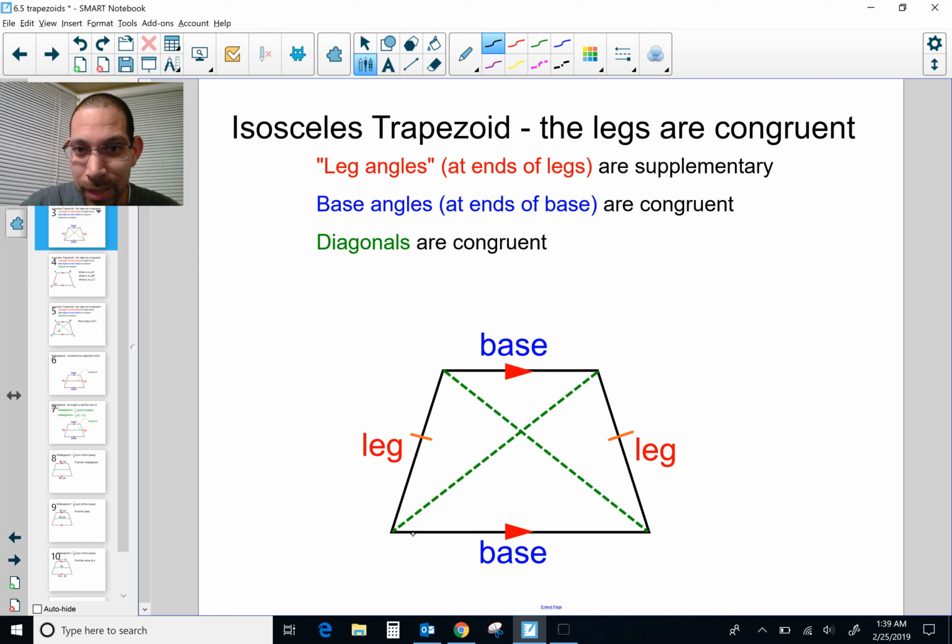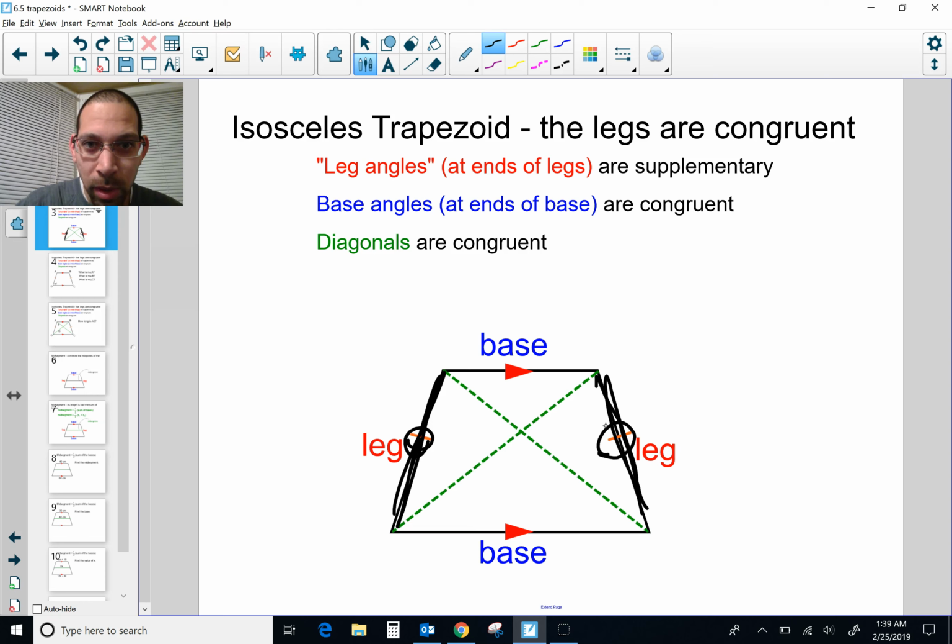Sometimes you might come across an isosceles trapezoid. Isosceles trapezoids are a special type of trapezoid where the legs are congruent. You see I marked congruent right there with a tick mark. This leg is congruent to this leg right here. If those are the same, then it's called an isosceles trapezoid.